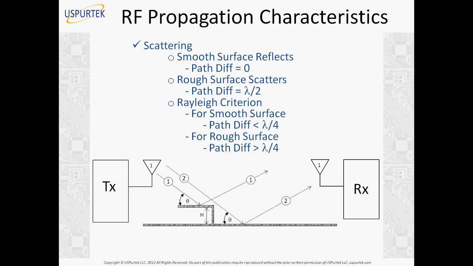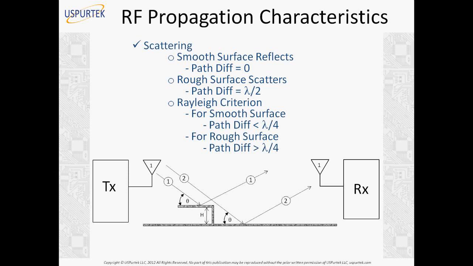For practical uses, we have this criterion. What that means is that it will have no or minimum impact on our received signal power if the path difference is less than quarter wavelength. But if it is more than quarter wavelength, then the surface is rough. That means we'll have more loss of signal power.